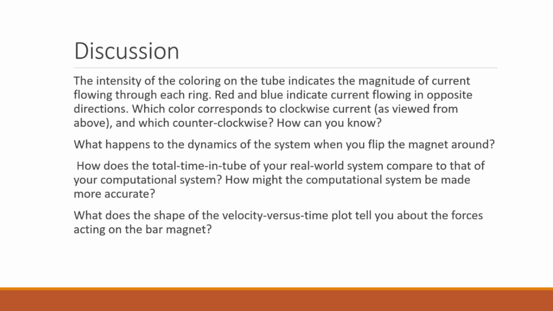How does the total time in the tube of your real-world system compare to that of your computational system? How might the computational system be made more accurate? What does the shape of the velocity versus time plot tell you about the forces acting on the bar magnet?